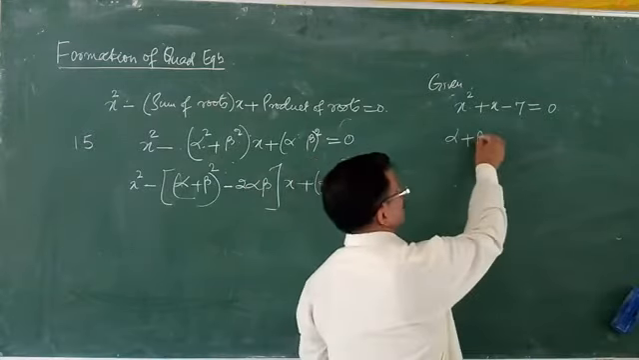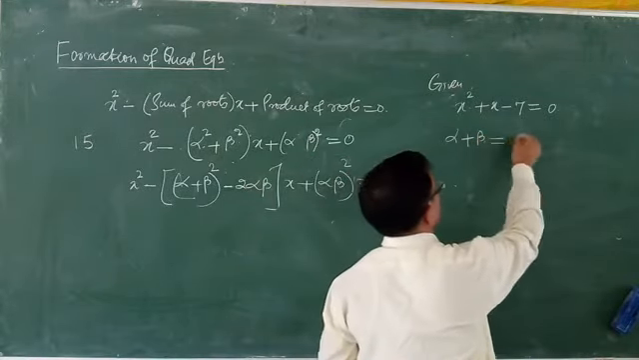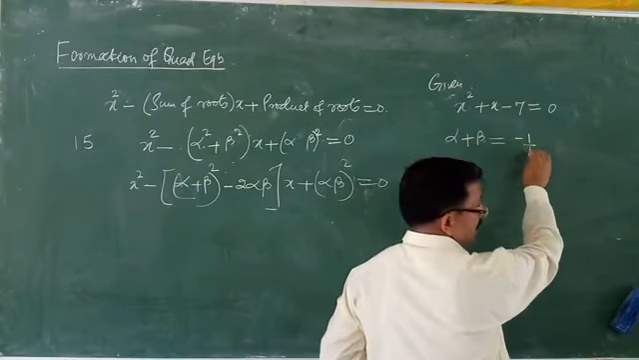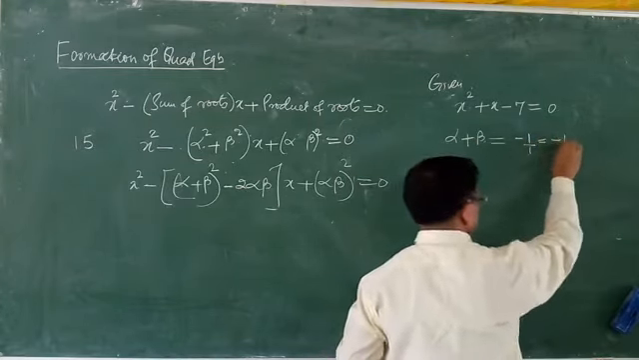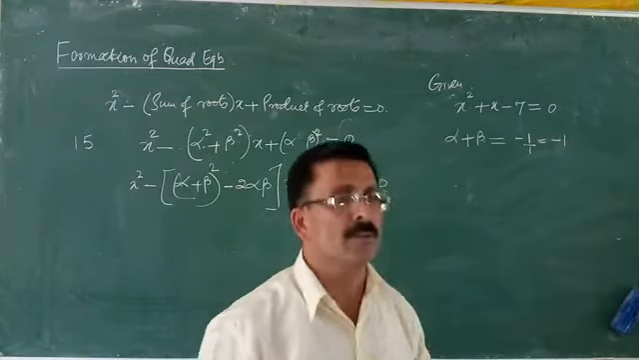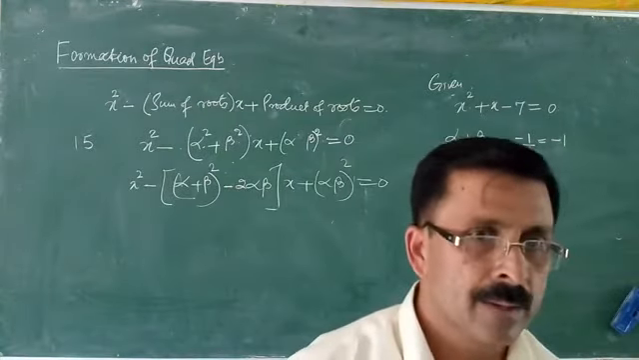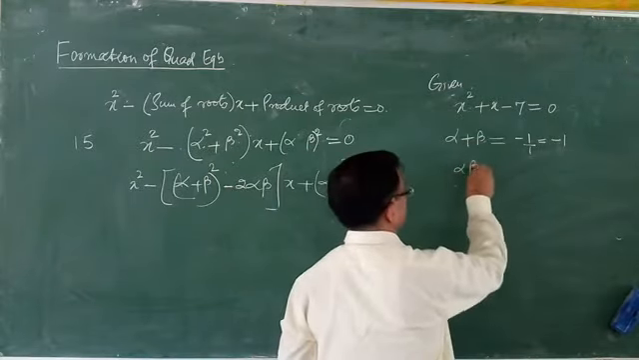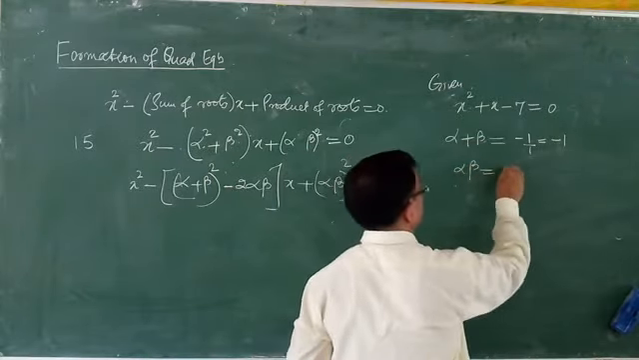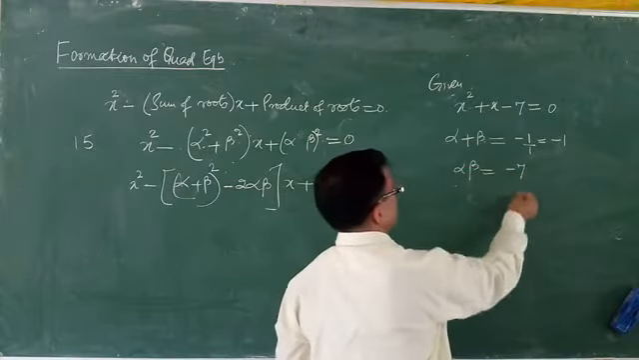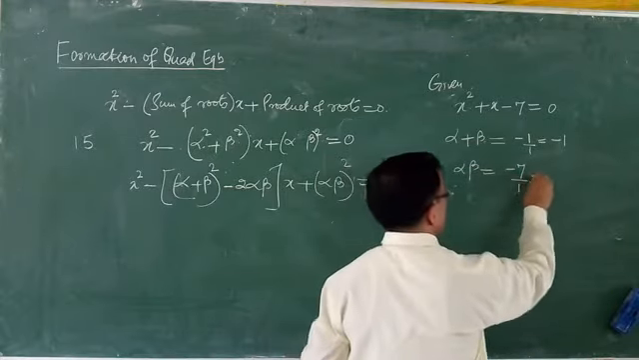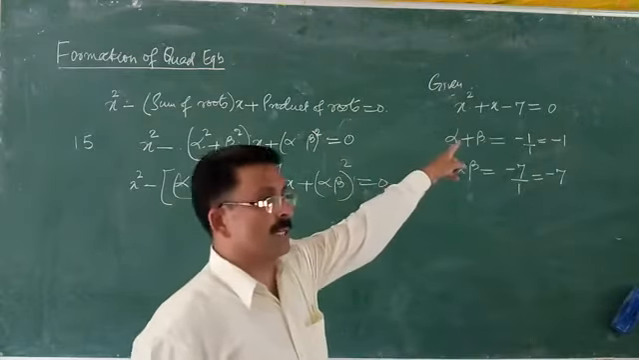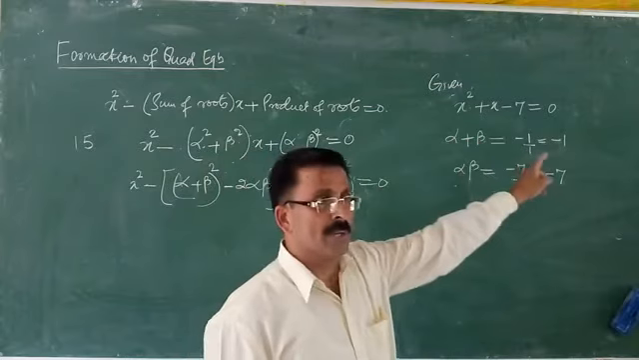So the sum of the roots, alpha plus beta, will be equal to minus 1, because it is actually minus 1 over 1, but it is ultimately equal to minus 1, because when the denominator is 1, we do not show it. Is it okay? Yes, sir. And likewise, the product of the roots is negative 7. It is actually negative 7 over 1, but finally it turns into negative 7. So from the given information, we could write the sum of the roots and the product of the roots.